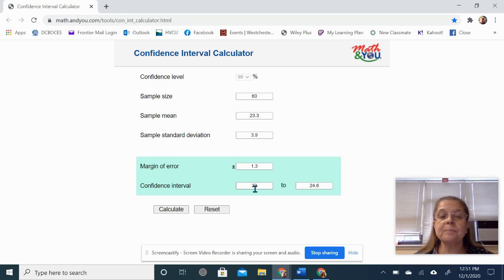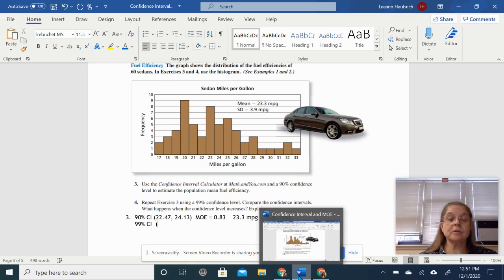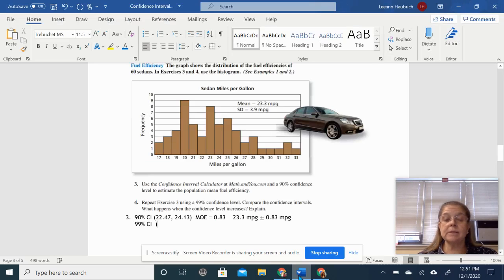So now the interval goes from 22 to 24.6. So at the 99% CI, our low value is going to go down some, and it did to 22. And our high value should go up some, 24.6, and it went up a little bit, 24.6. And our margin of error should get a little bit bigger.